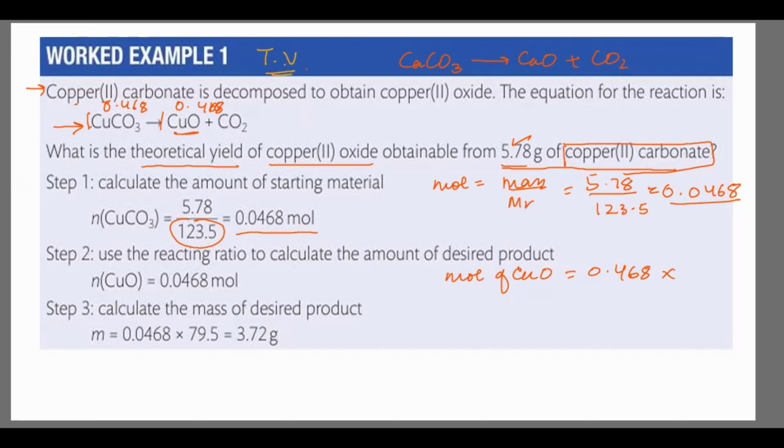For that, we multiply these moles by the molar mass and we'll have the mass. So mass equals 0.0468 times the molar mass, which is basically 79.5. We get the answer 3.72 grams. So this is basically our theoretical value on paper and pen using the calculator. I hope this is clear.